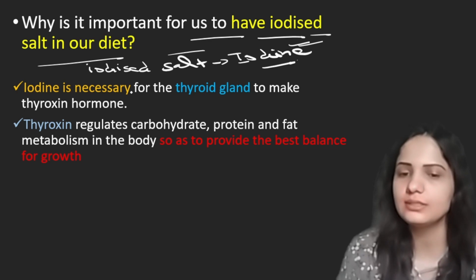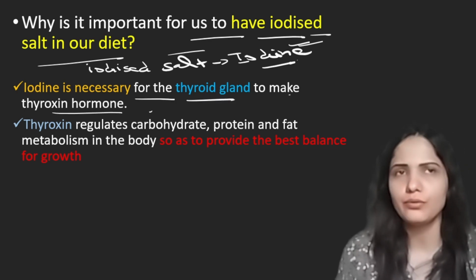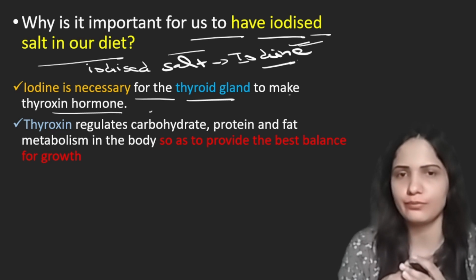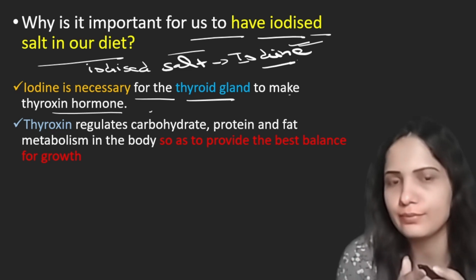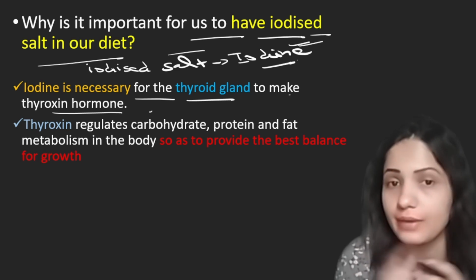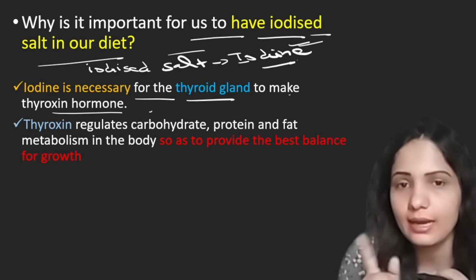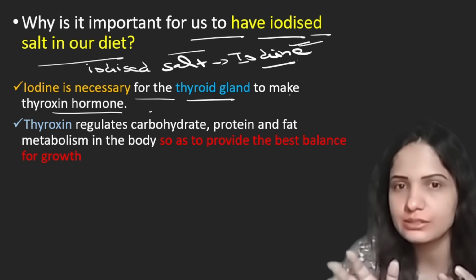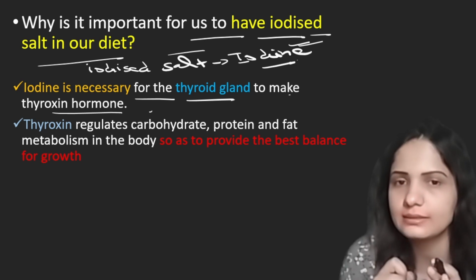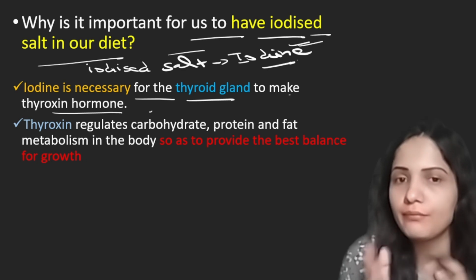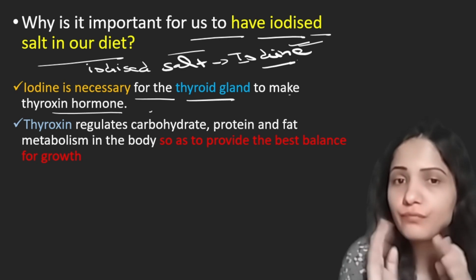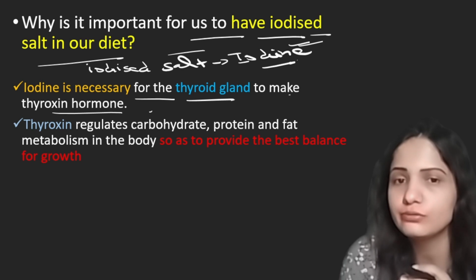Now, iodine is necessary for the thyroid gland to make thyroxine hormone. Now we know that iodine is necessary for our body, but where is it required in our body? It is required for the functioning of the thyroid gland. We have read about the thyroid gland, right? And I have also told you about thyroid disease, thyroid abnormality, which many people face. Now, to avoid this condition, one should take iodine through diet.